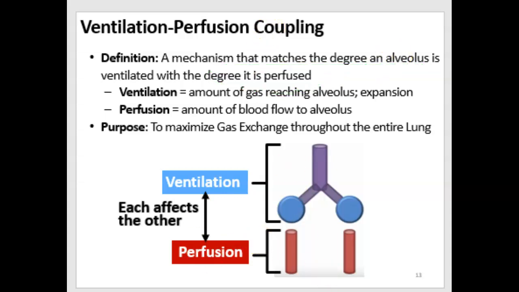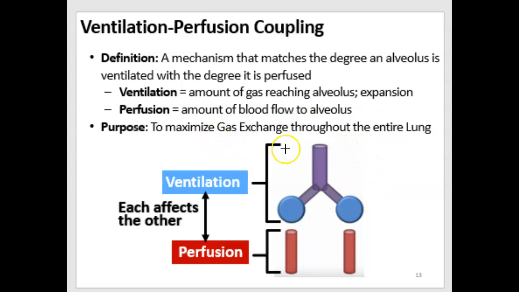And of course, I have these definitions written below. Ventilation refers to the amount of gas that reaches the alveolus, and you can think of expanding the alveolus. I think it helps visually. And then perfusion refers to how much blood flow goes to that same alveolus. And they affect each other.